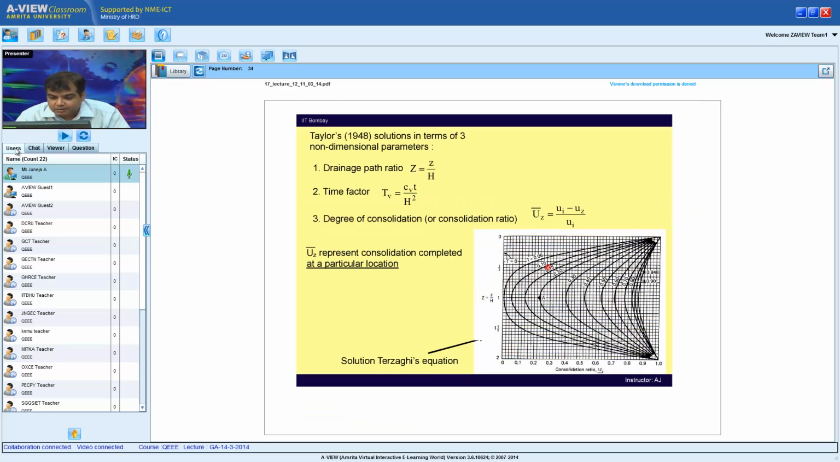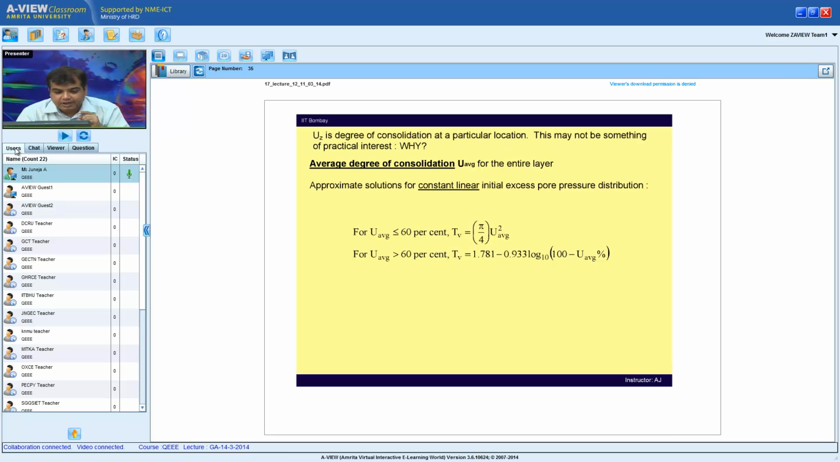So this figure will help us to determine how much of consolidation is over or how much excess pore pressure remains at any point. So I have to just choose a point somewhere here, and the horizontal axis will tell me how much consolidation is over. Remember, this figure is only at a point, but many of our engineers are not interested in a point. As a practicing engineer, I would be interested in the average degree of consolidation of my entire layer, say a 10-meter layer, a 7-meter layer, not at any point within the layer.